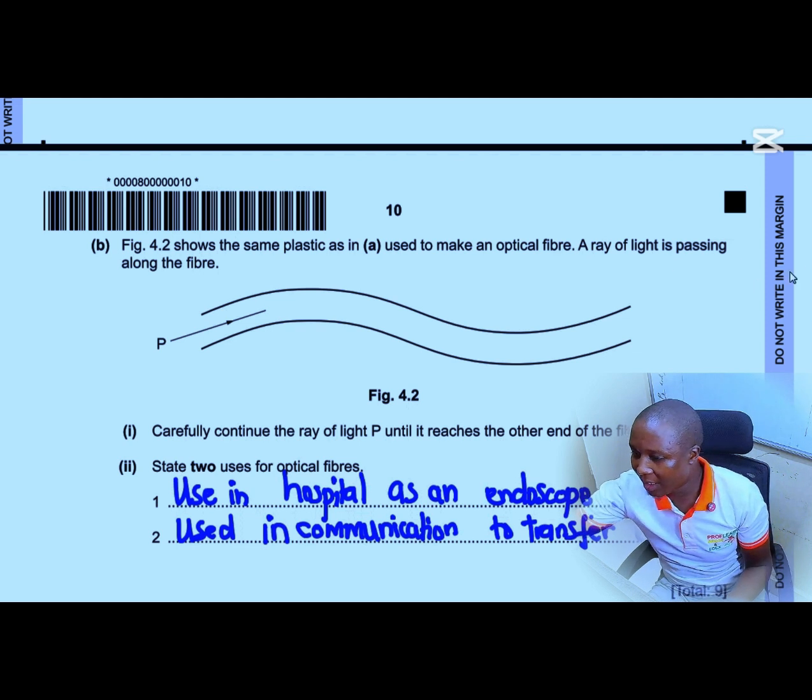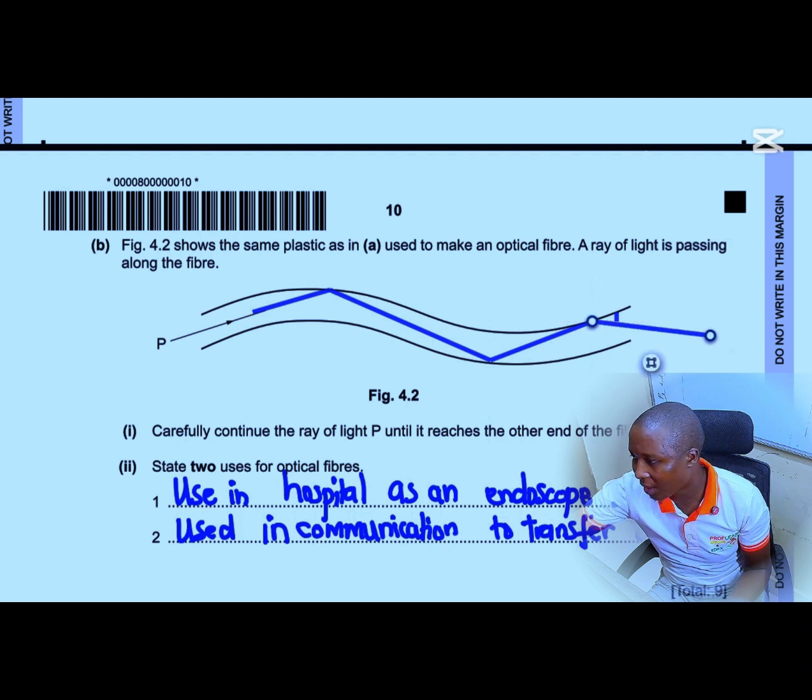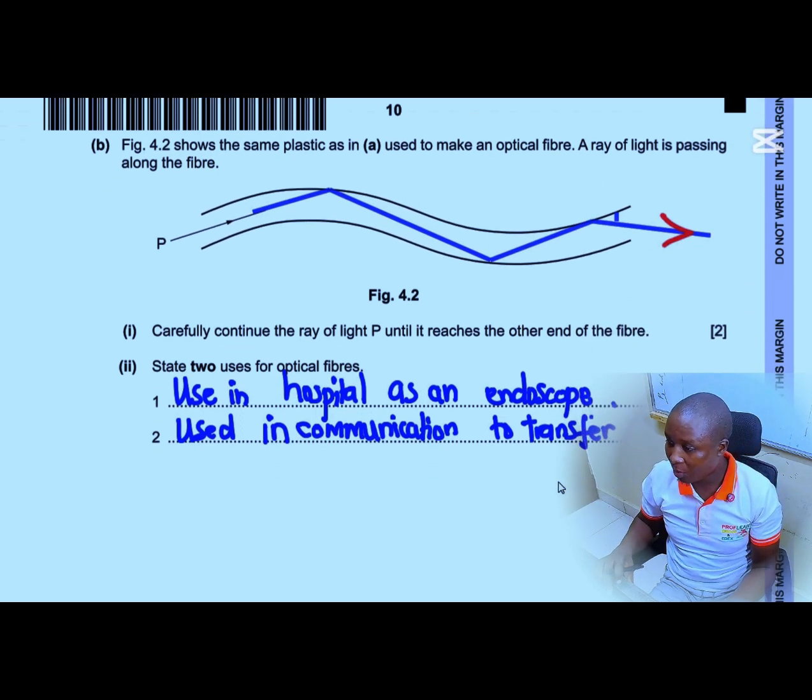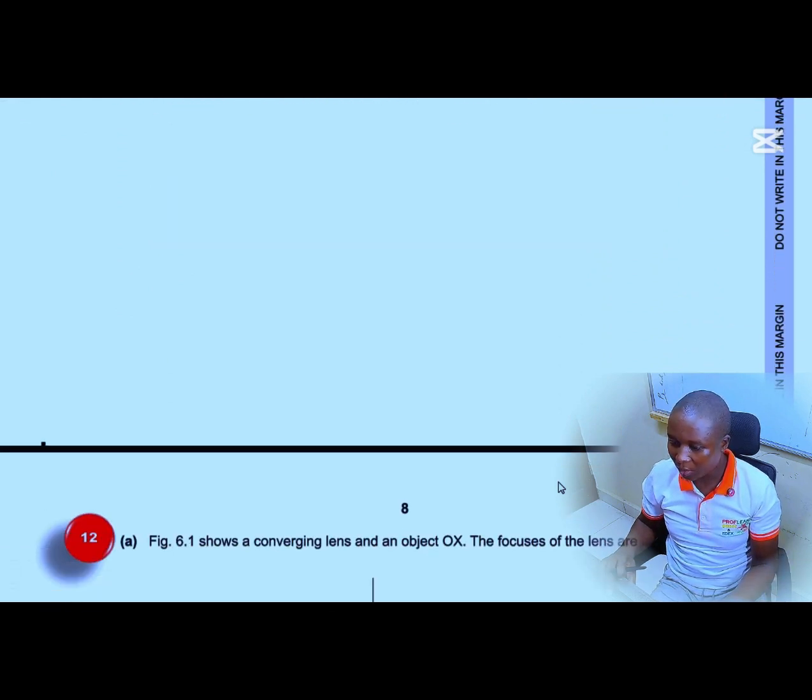And in the event they tell you to draw how light travels through it, it goes like that. To move this way, it undergoes total internal reflection. At this point, when that light reaches there, it's reflected, and then eventually that light gets out like that. So that's basically what we shall talk about.